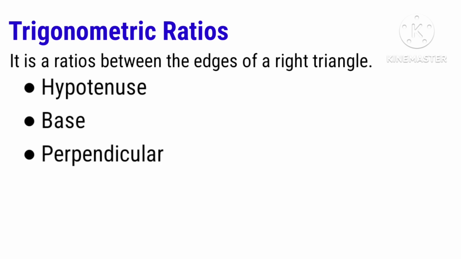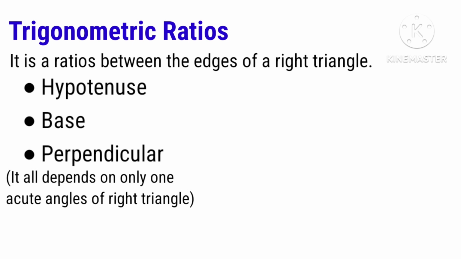If there is a right triangle, that right triangle will have a hypotenuse, a base and a perpendicular. All of these are ratios, so studying these ratios is trigonometric ratio. All of this depends on the acute angles of the right triangle. Let's see in detail about these types of ratios.